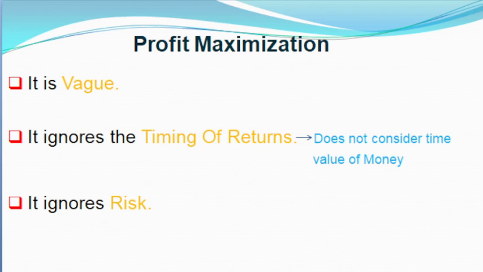Number two, it ignores the timing of returns. Yes, timing of returns. It is another important term, because we all know that the value of money changes with time. The present value of rupees 100 will not be the same after 1 year. The future value of rupees 100 will not be the same as the present value of rupees 100. So profit maximization directly ignores the timing of returns. That is, it does not consider the time value of money.